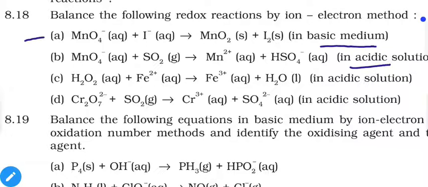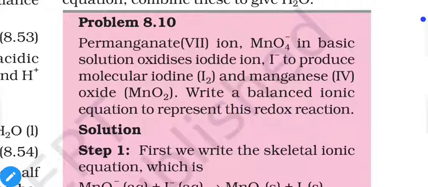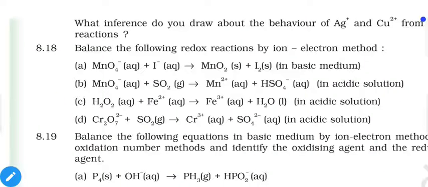But the reaction mentioned here is already covered in previous examples. It's discussed in problem 8.10, so we are not going to repeat it again. So let's discuss the reaction of H2O2 plus Fe2+ produces Fe3+ and H2O via both of the methods.